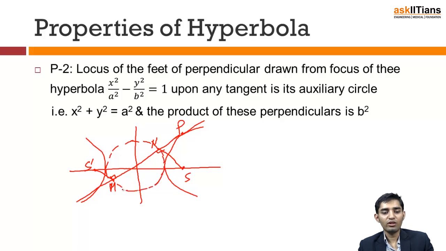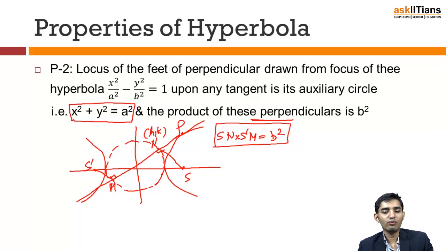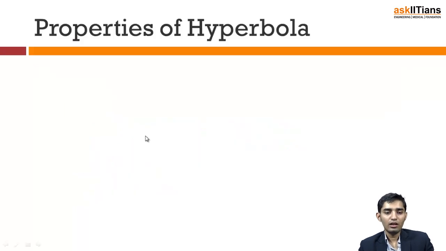And the product of the foot of perpendiculars, right? So what will be the product of these perpendiculars? Product of these perpendiculars means SN into S dash M. If I multiply these two, this product will be equal to b square. So there are two parts, right? Locus of this foot of perpendiculars: if I find out the locus of this, then it will be the auxiliary circle. So this foot of perpendiculars will always lie on the auxiliary circle, and the second part is the product of them will be equal to b square. So both the parts you should remember.